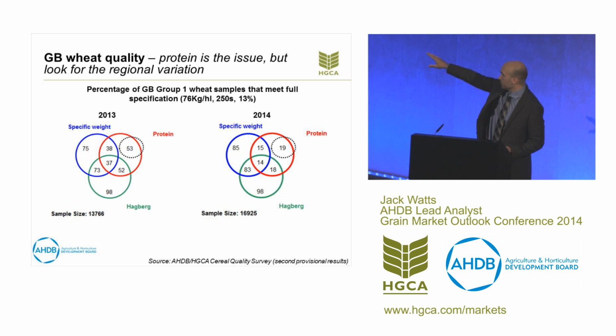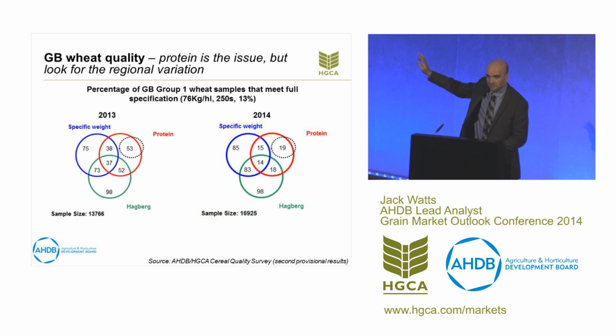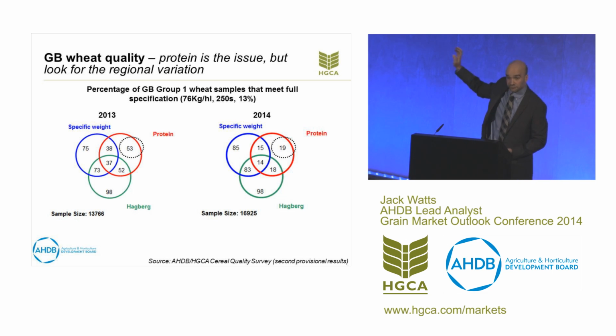So in the middle numbers, in 2013, we had essentially 37% of samples meeting that. In 2014, just 14% of samples. Look at the bottom, Hagberg's on par. Specific weight, we're actually trumping what we saw last year. It's that protein element there, 53 last year, just 19% of the GB samples have met that full spec.